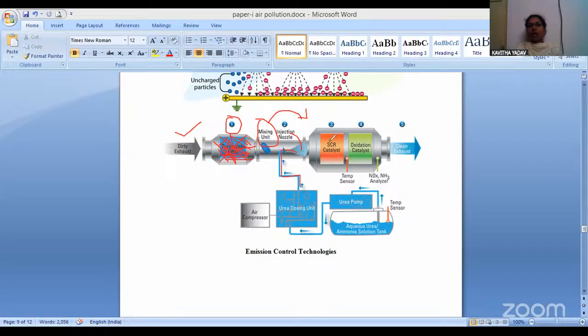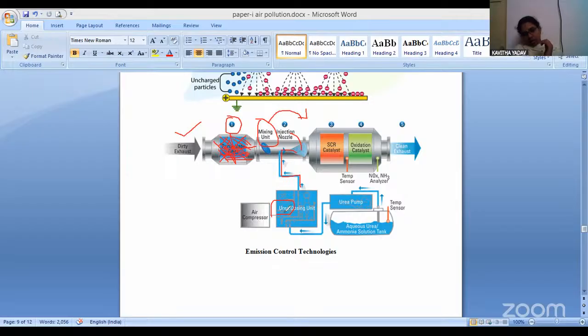Before the dirty gas enters chamber number 3 as well as chamber number 4, before that only we are going to add the catalyst, right? Here we are going to use urea as a dosing unit, as a catalyst. Not only urea, it is also ammonia.